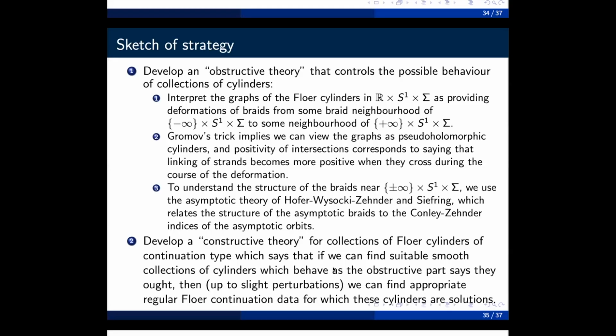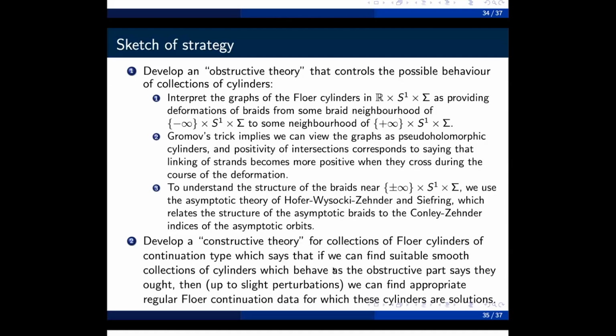Okay, then this gives you a very good understanding of the obstructive theory for how collections of Floer type cylinders can exist inside the symplectization of the mapping torus. That gives you a good understanding of what would have to be true if certain cylinders existed, but then you need a constructive theory. The obstructive theory tells you that things could exist, so you need to show that they actually do exist.